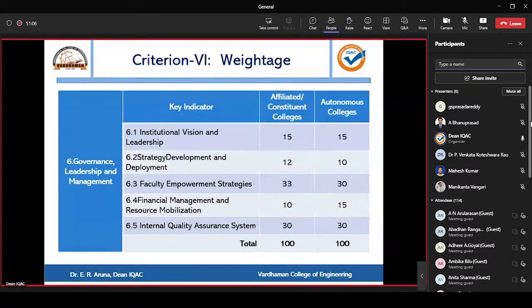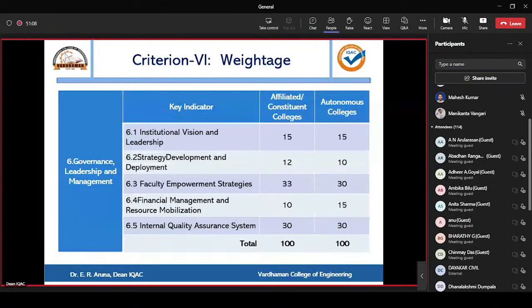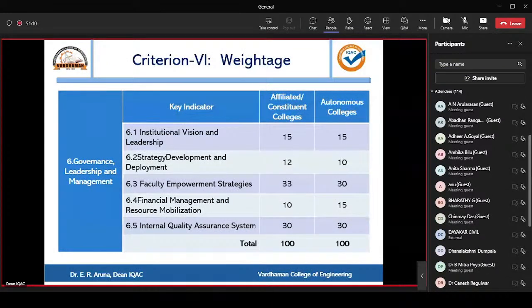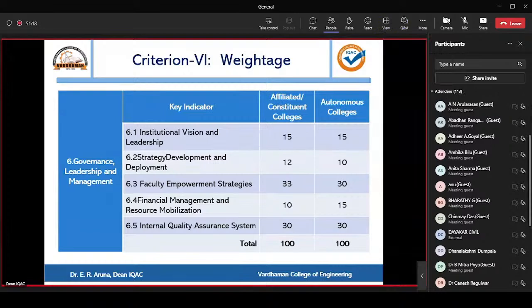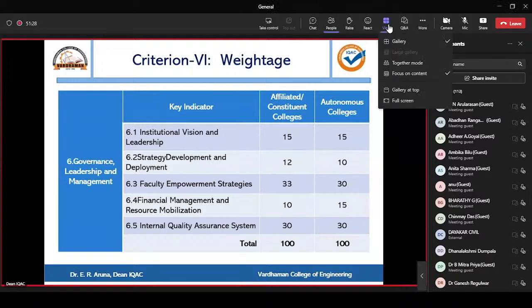And the fourth one, financial management and resource mobilization. Financial management and resources is one of the key criteria in the NAAC AQAR report, which assesses the effectiveness of financial planning, budgeting, and resource allocation in higher education institutions. The criteria evaluate the institution's ability to manage financial resources effectively and efficiently towards achieving its goals and objectives.